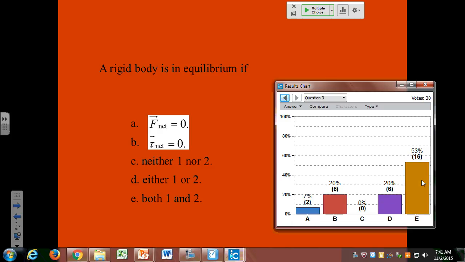Okay, E is the right answer. Remember, this is like the seesaw problem. In order for a body to be in equilibrium, it's neither accelerating in a linear sense nor in a rotational sense. Now it can be moving, right? It can be moving at a constant velocity or a constant angular velocity, but it must not be accelerating to be in equilibrium. Often in equilibrium problems, it's not moving at all.